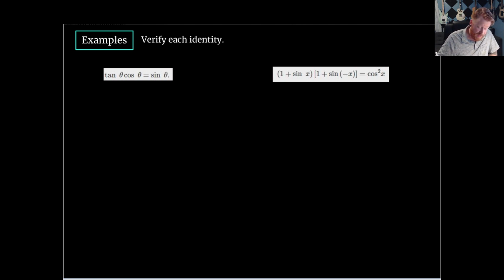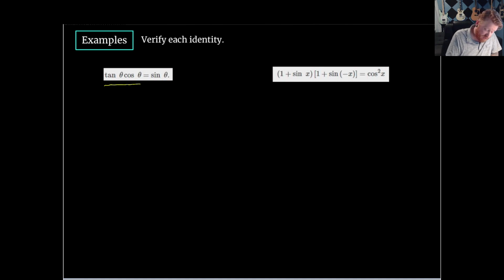So the strategy for these is to pick one side, do some work on it, and see if we can turn it into the other side here. So we usually start with the more complicated looking side. So I'm going to start with the tangent of theta times the cosine of theta. And I want to see if I can do something to turn it into the sine of theta. So I'm going to keep sine of theta in my head as our end goal here.